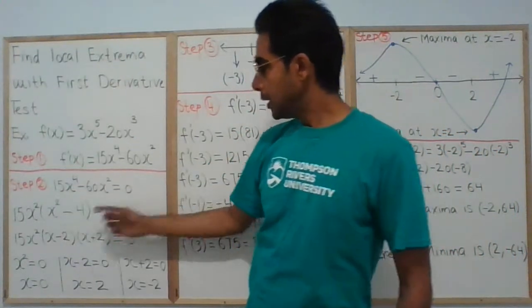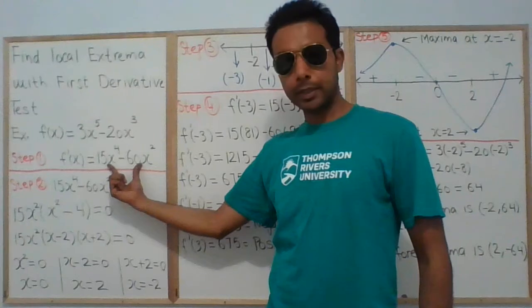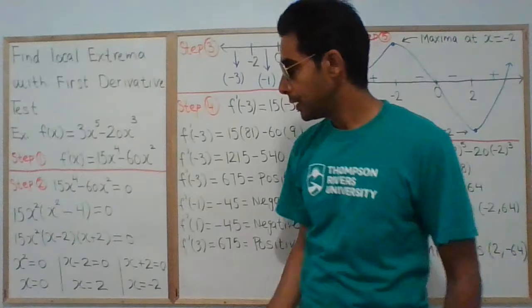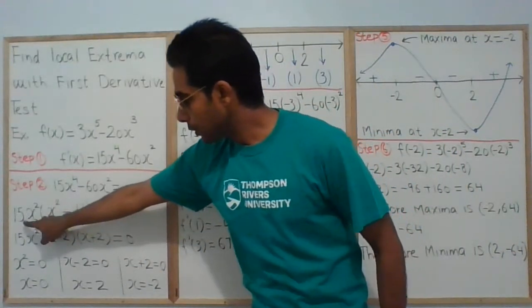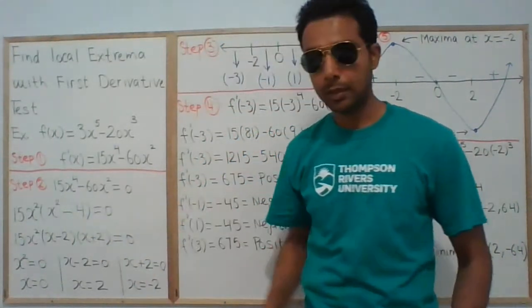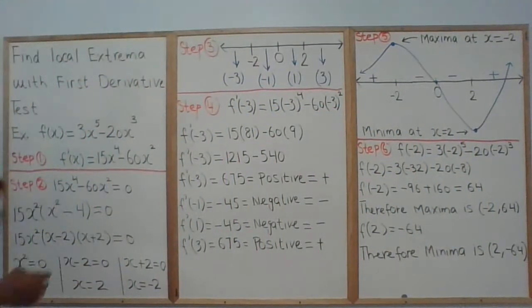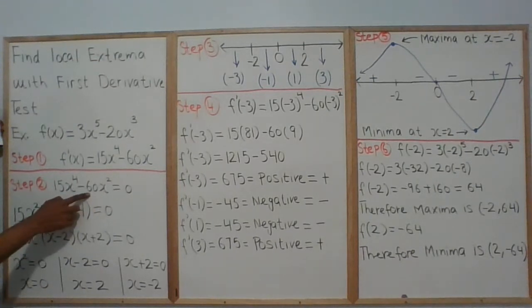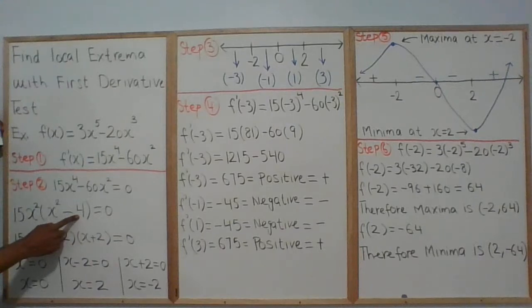Step 2. Now take this expression, the derivative of f(x), and write it equal to 0. Then we will focus on factoring this expression. In this case, we can factor out 15x squared. When you factor out 15x squared out of 15x^4, x squared will be left over. When you factor out 15x squared out of 60x squared, minus 4 will be left over.